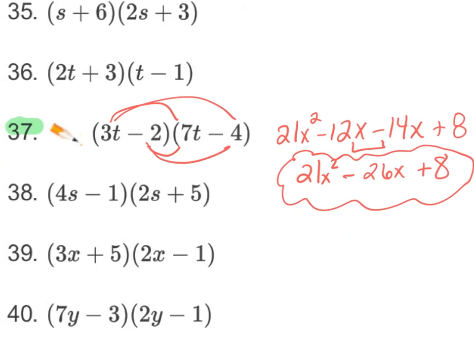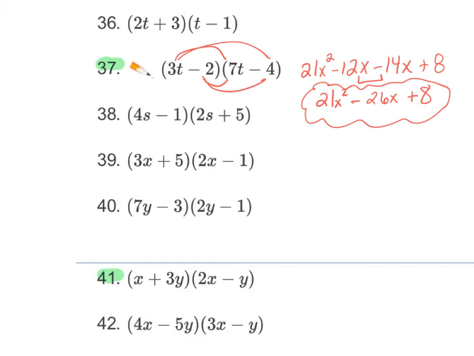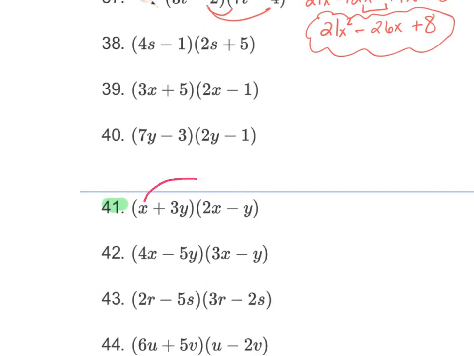Questions? Everybody's okay? All right, 41, we got x's and y's. No big deal. We're still going to FOIL. X times 2x is 2x squared. X times negative y is negative xy.